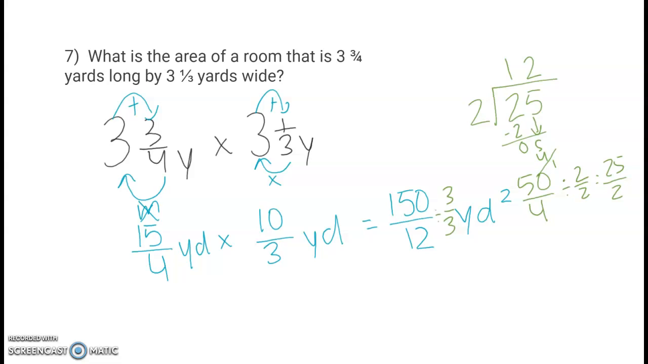We're not doing remainders or decimals, so I'm going to write this as a fraction. My remainder 1 is going to be the numerator. My divisor, or the denominator, is going to be 2. So I have 12 1/2 yards squared would be the area of that room.